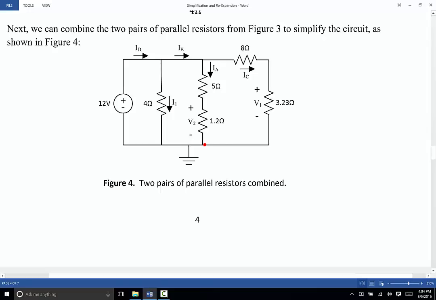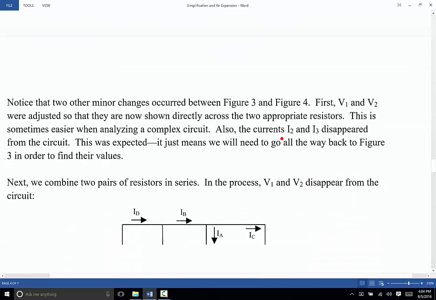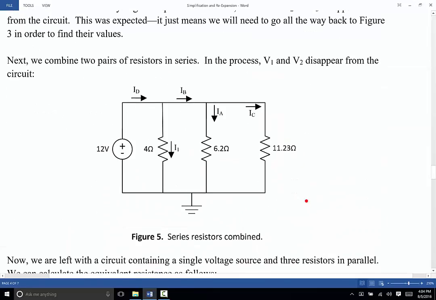you're looking to combine. Now I see here that there are 2 resistors in series, the 5 and the 1.2, and another pair of resistors in series, the 8 and the 3.23. I'm going to go ahead and combine those. And so when I do that, I end up with this circuit right here. 8 and 3.23 became 11.23, 5 and 1.2 became 6.2. Unfortunately, I lost the labels for V1 and V2. They can't be shown on the circuit diagram anymore because they were combined with resistors being combined in series.